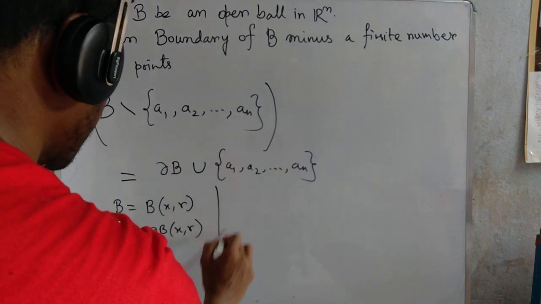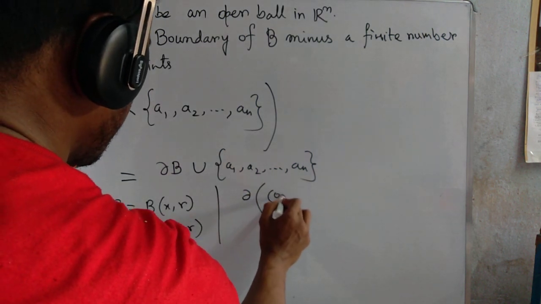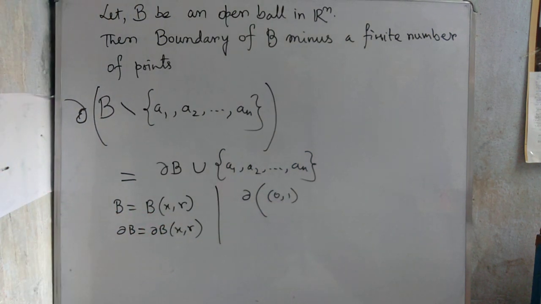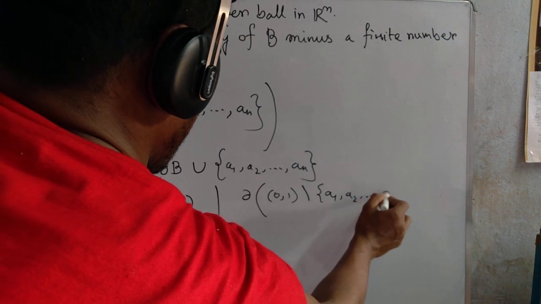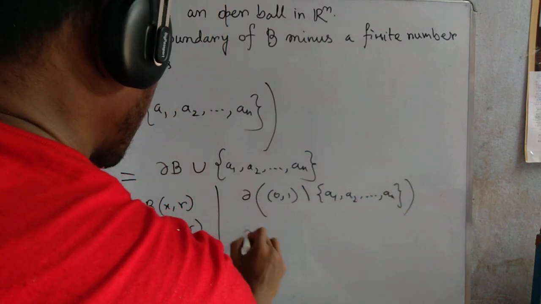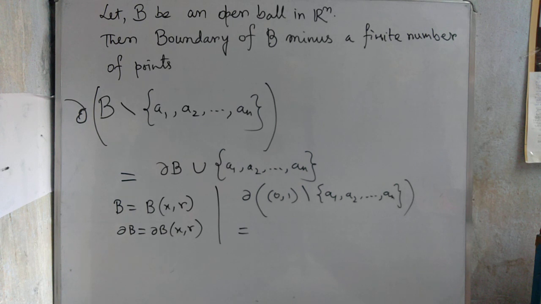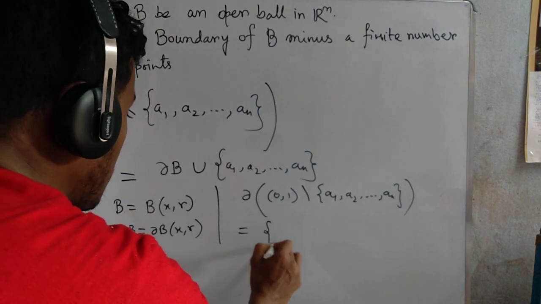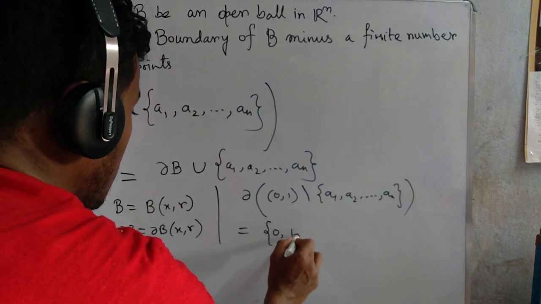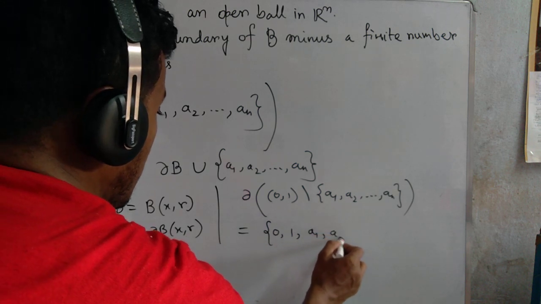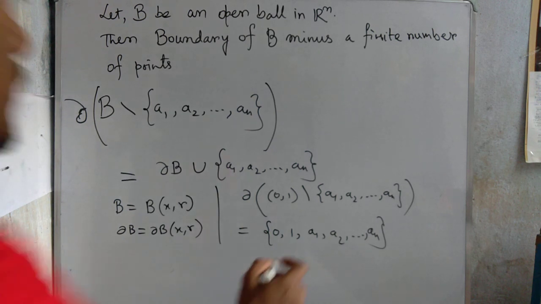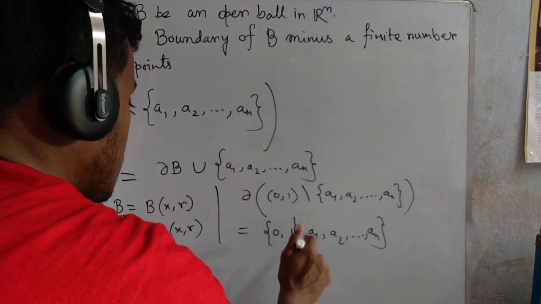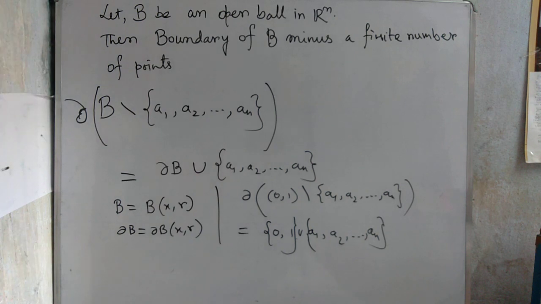If we talk about simply del of [0, 1] closed, difference A1, A2, dot dot dot An, then what happened? Then this one equals del V, the boundary of [0, 1], equal to how much? 0, 1, and here A1, A2, dot dot dot An. Or in this way you write this union this.